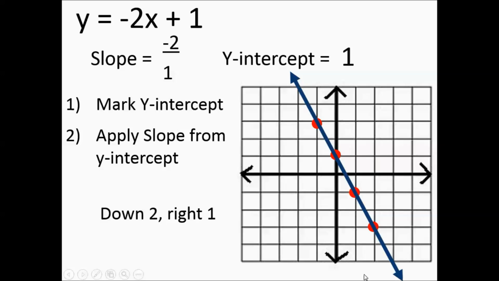I guarantee you that if you're uncomfortable with this, if you make a table and put in some inputs, 0, 1, 2, they're going to fall right along this line. I guarantee. And if you look at this slope, it's going downward from left to right. That's a negative slope, and notice how our coefficient is negative.